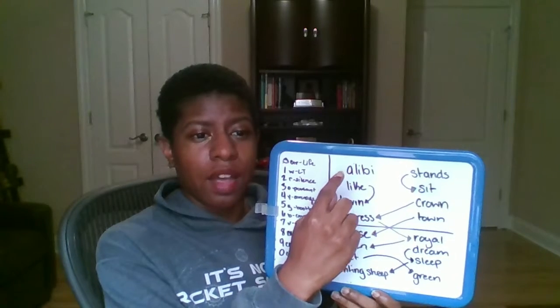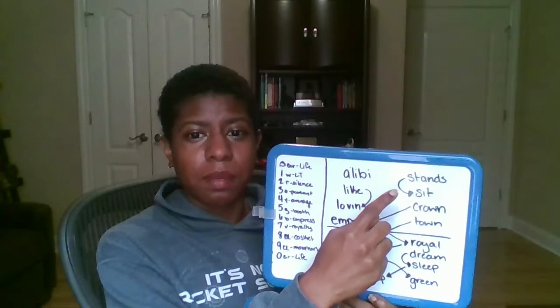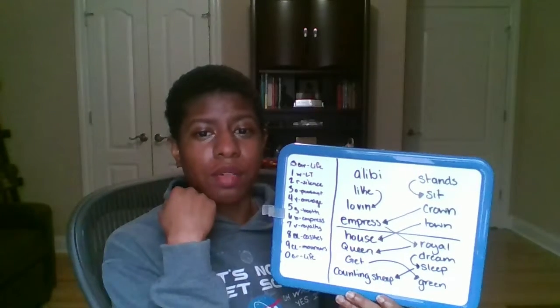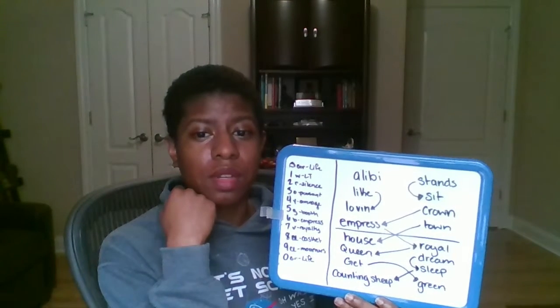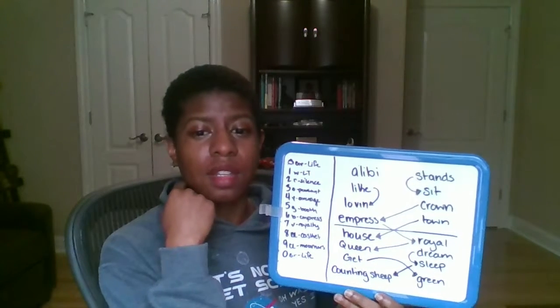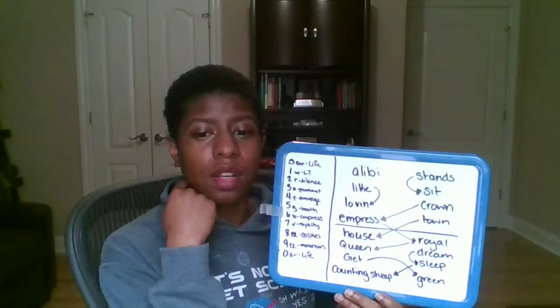So I have my alibi stands up. If you don't like it, then sit down. Been loving on my crown. I'm the empress of this town. House on royal, queen of the dream, can't get enough sleep, counting sheep, making green.